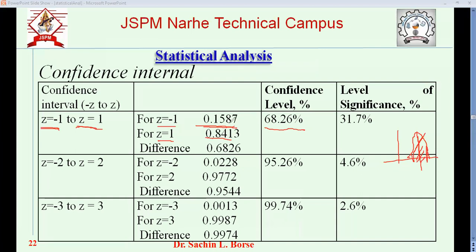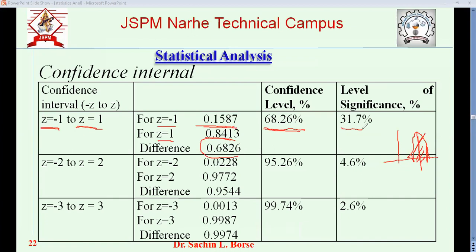Yes, sir. So if you find the difference between this and this, it comes to 0.6826. Now you multiply this 0.6826 by 100. So how much is the confidence level? The chances that a reading will lie in that shaded area are 68.26%. So how much will not lie? 31.7% is our chance that a reading will not lie in that area.